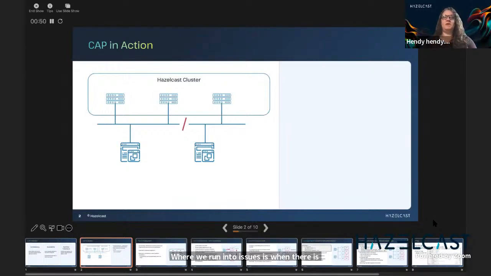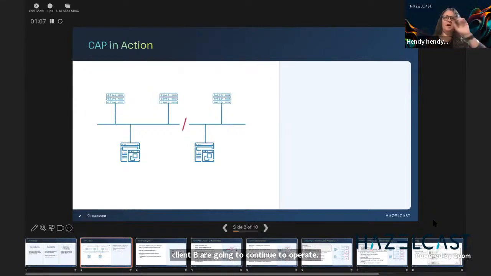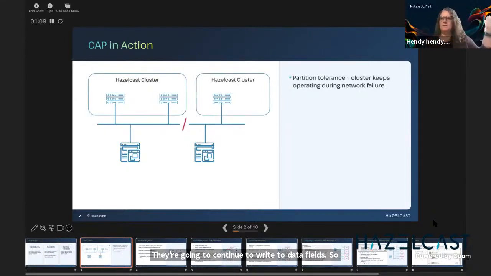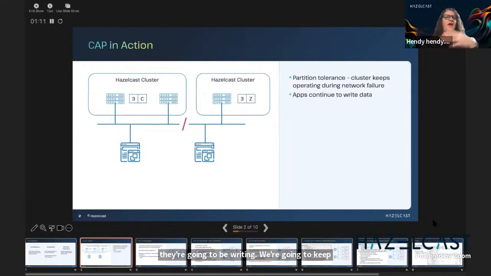So now we've got a situation where client A is talking to part of the cluster, client B is talking to a different part of the cluster. What happens? Availability says that both client A and client B are going to continue to operate. They're going to continue to write to data fields. We're going to keep operating during a network failure. Apps are going to continue to write data.